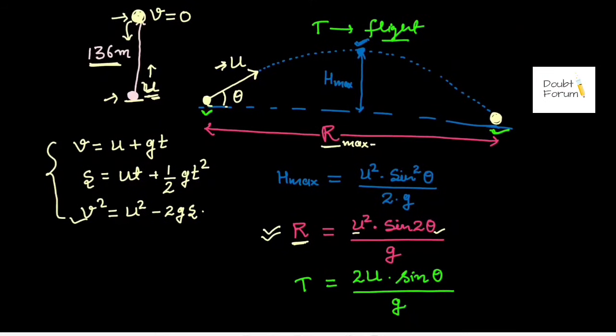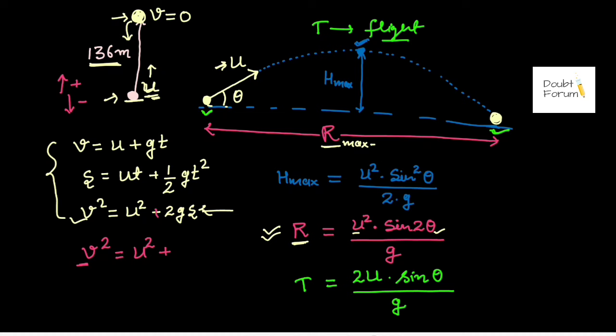So we will use the third formula, which is v square is equal to u square plus 2gs. But here we will put the symbols as well. So you know v is 0, so it doesn't matter whether it is plus or minus. Let us assume upward movement is plus and downward movement is minus.